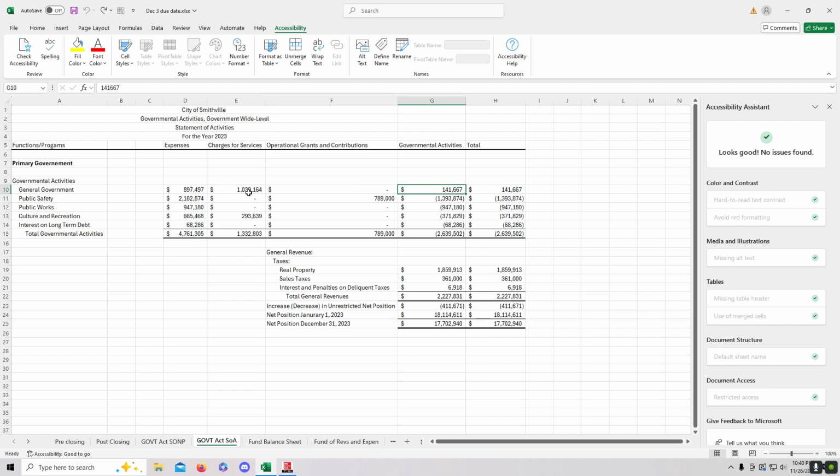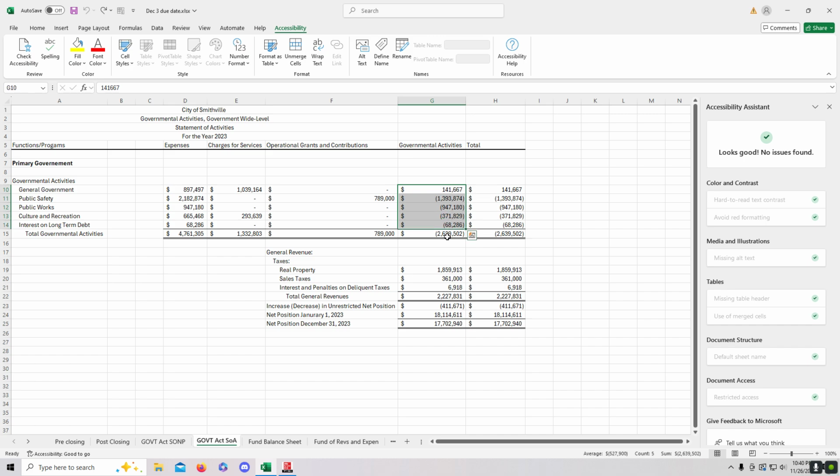This is the charges for services minus expenses. This is the operational grants minus expenses. Since there are no charges for services or operational grants, it's just the expenses, so it's a negative number. This number I got from subtracting charges for services from expenses. This is just the negatives, as it is equal to expenses.